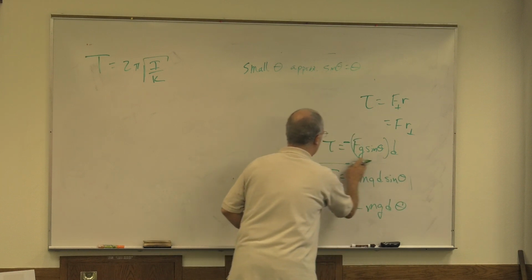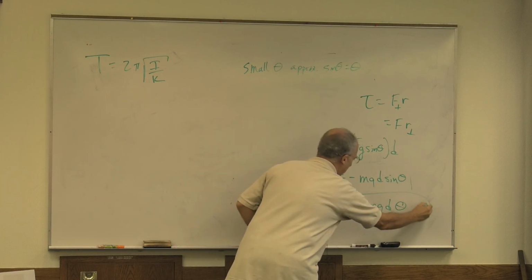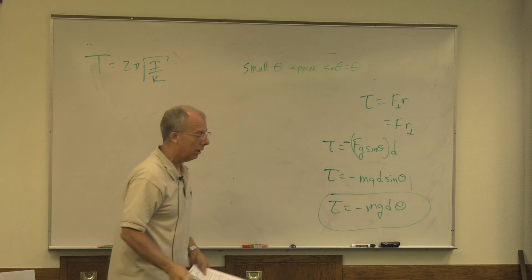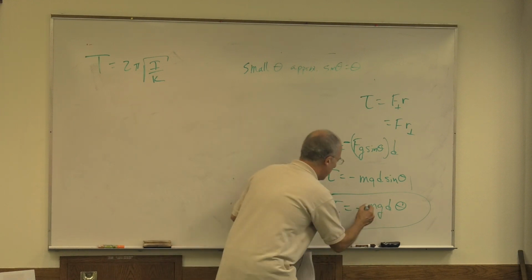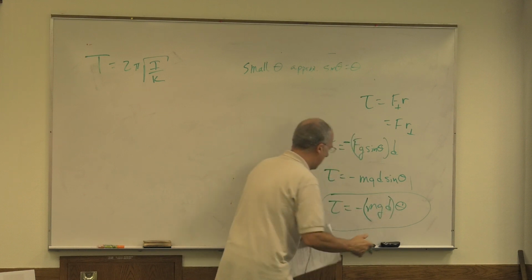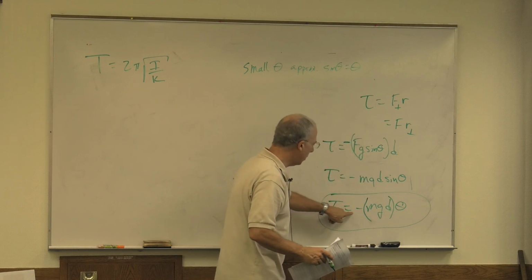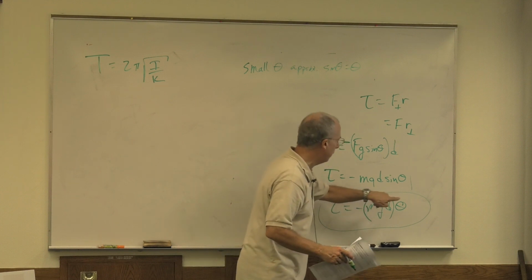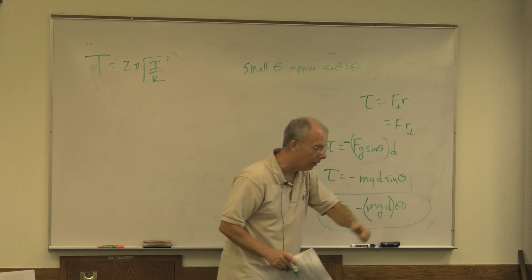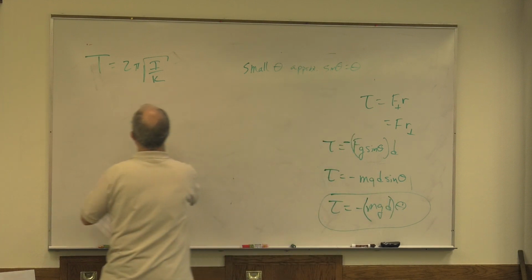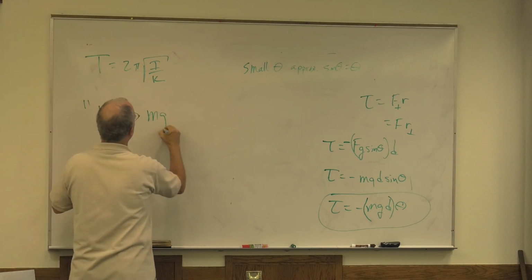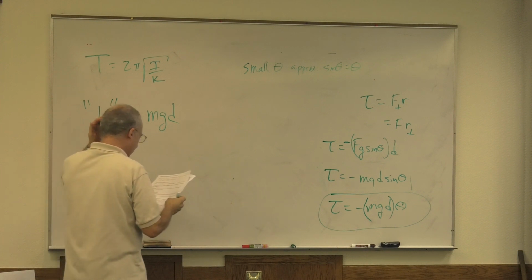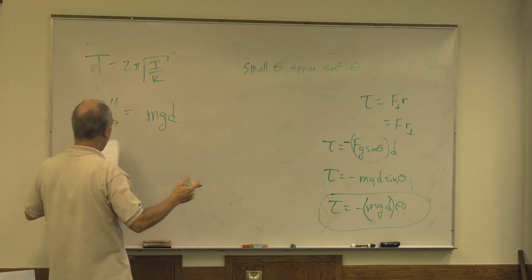So this is the one that we really like, right? Now, what's the constant? M is a constant, g is a constant, d is a constant. So let's make it obvious. So now we have torque equals minus constant times variable. Simple harmonic motion. Right? So the k is just mgd.